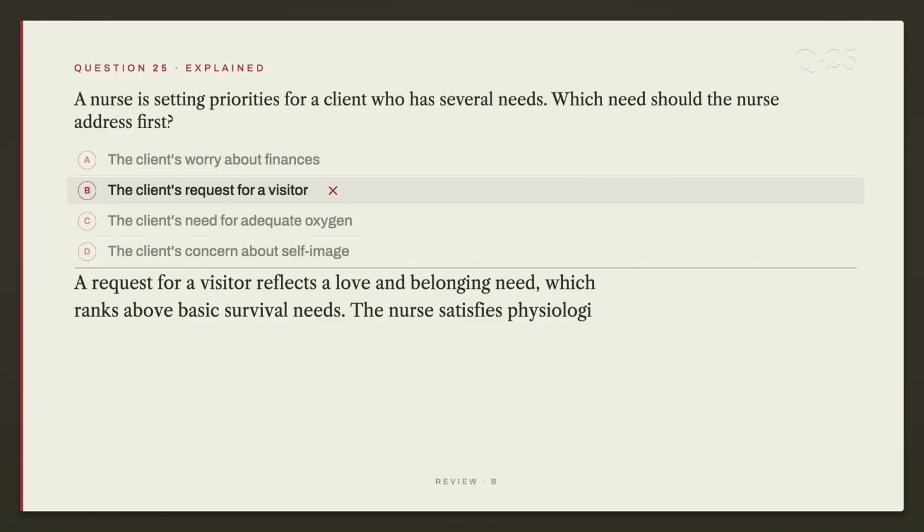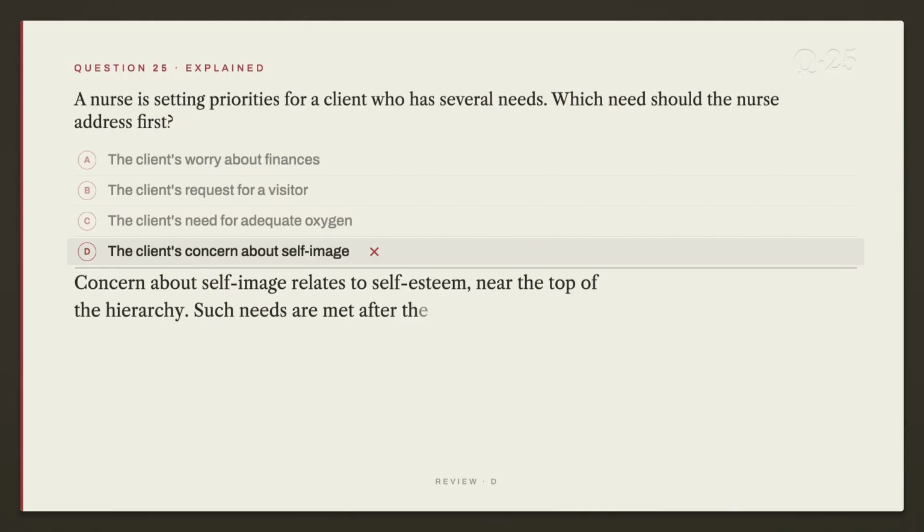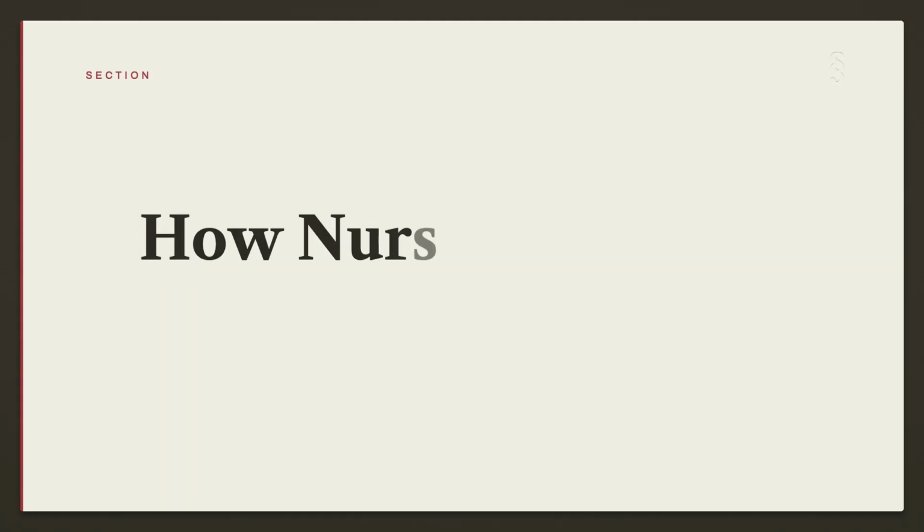The nurse satisfies physiological priorities first and arranges the social visit a bit later. D is wrong because concern about self-image relates to self-esteem, near the top of the hierarchy. Such needs are met after the client's physiological requirements are met, and the client is stable and secure.